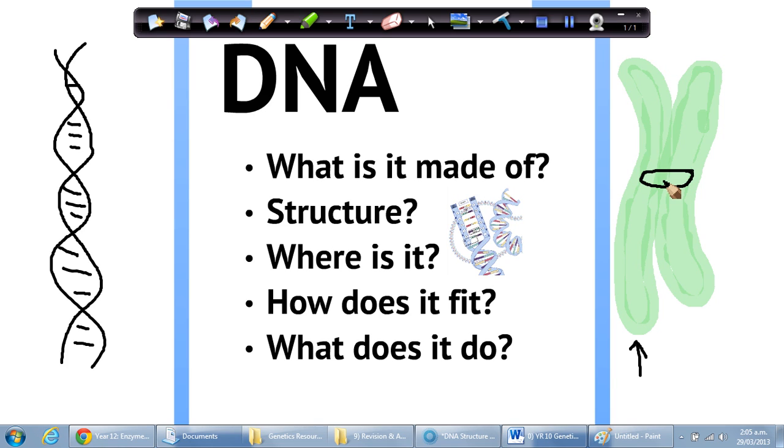So guys, where is DNA? In the nucleus, and how does it fit? Well, essentially it's coiled up, it's packaged up, and especially during cell division we can see it packaged up into these double sausage structures where there's the two copies there coiled up tightly into a sausage. These double sausage structures we call chromosomes.